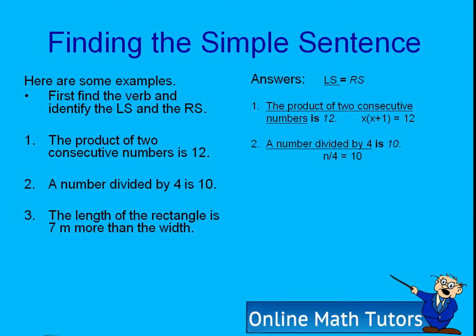Example 3. The length of the rectangle is 7 more than the width. Once again, our verb is "is," so the equal sign will separate the sentence into the left side and the right side. All the words in front of the word "is," the length of the rectangle, can be represented by an L. "Is" is the equal sign, and then we have 7 more than the width. When we have "more than," we have to put the number after the word, so width plus 7.